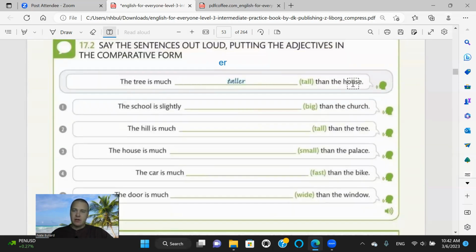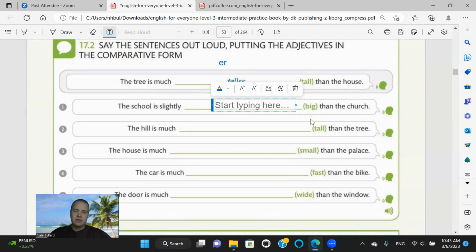The tree is much taller than the house. El árbol es mucho más alto que la casa. Number one, the school is slightly than the church. This one is going to be the school is slightly bigger than the church. Sorry, the school is slightly bigger than the church.